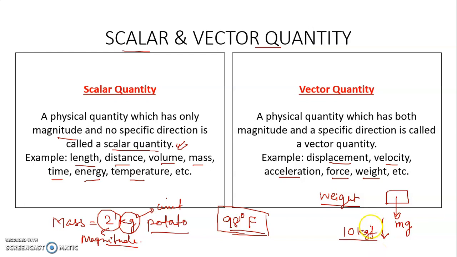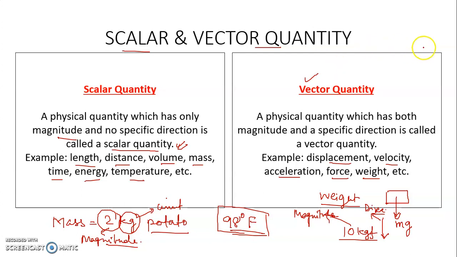So this is the magnitude and the direction will be in the downward direction. So a physical quantity which has magnitude as well as direction, then such a physical quantity is termed as vector quantity. So next time anybody asks you about vector quantity, I'm sure you're gonna answer it correctly, right? So what is a vector quantity, students? Let us repeat once again. A quantity which has both magnitude and a specific direction.